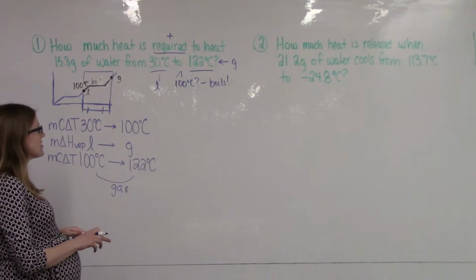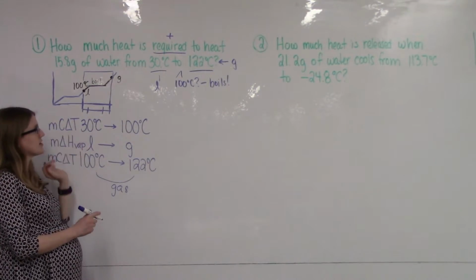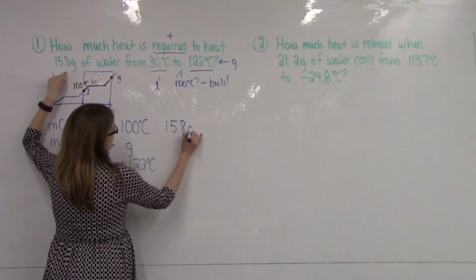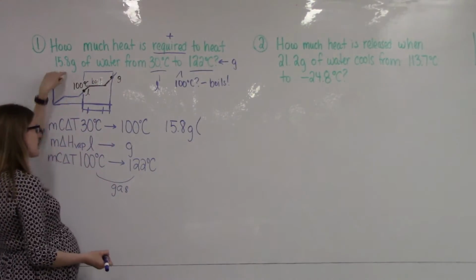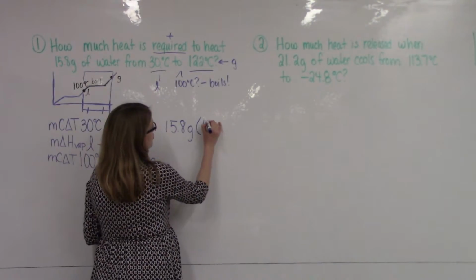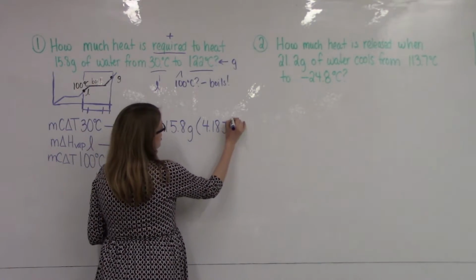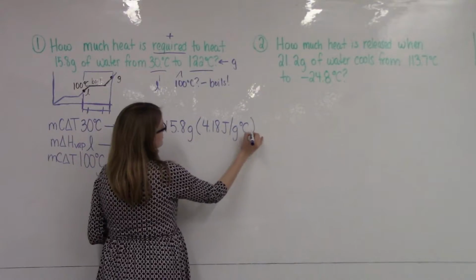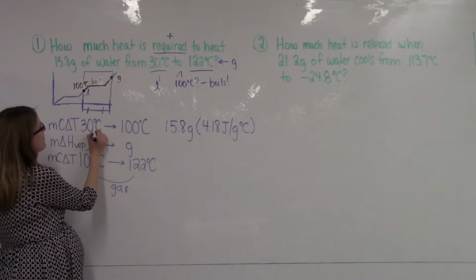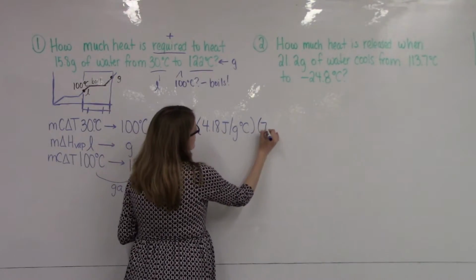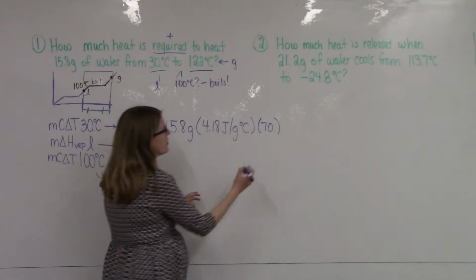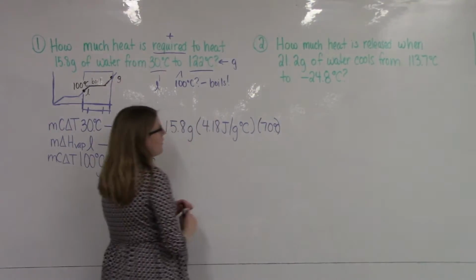Okay, so let's just dive right in. The first one's going to be MC delta T. The mass is 15.8 grams. The specific heat of water, and it is a liquid at this point, so we can use the 4.18 joules per gram degrees Celsius. And the change in temperature, we're going from 30 to 70, so that is a 70 there. Oh, I should have my unit. Always include your units in your work.